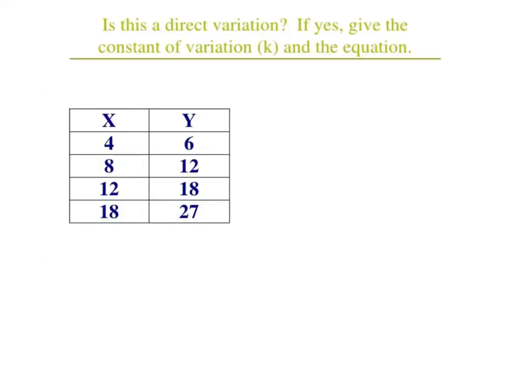Okay, next we're looking at direct variation. Is this a direct variation? If yes, give the constant of variation k and the equation. So direct variation is y equals k times x. To figure out if this is direct variation, we're going to take our y's divided by our x's. So we're going to do 6 divided by 4, 12 divided by 8, 18 divided by 12, 27 divided by 18. If these don't divide evenly, what we're going to do is just reduce the fraction.